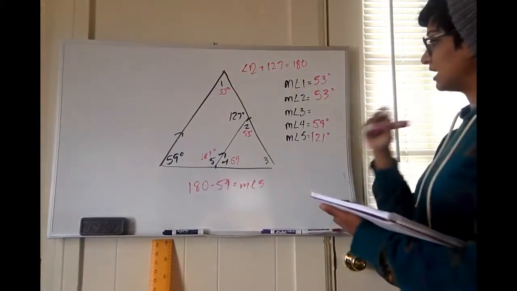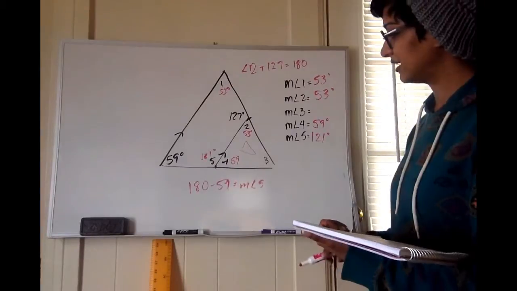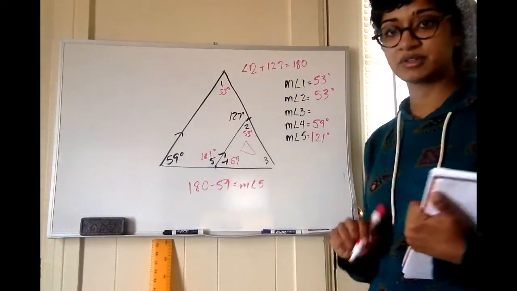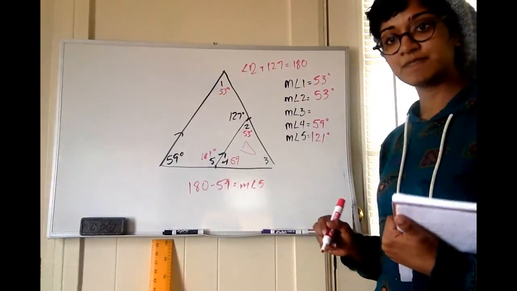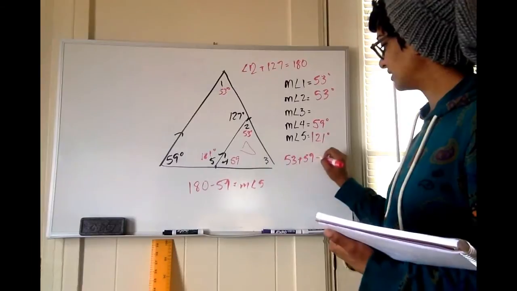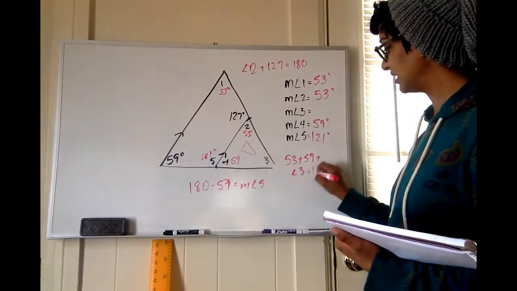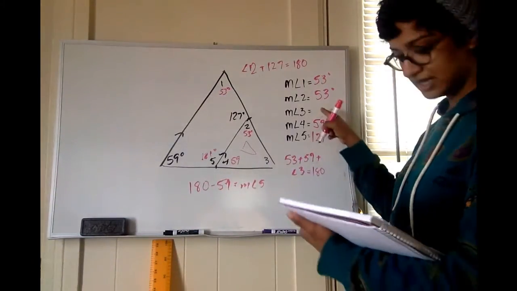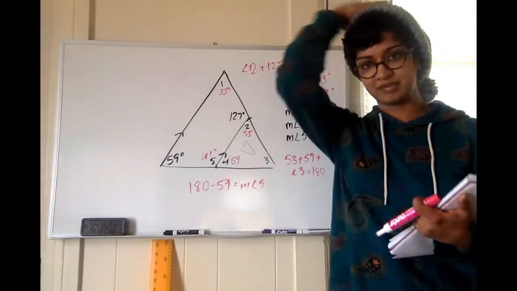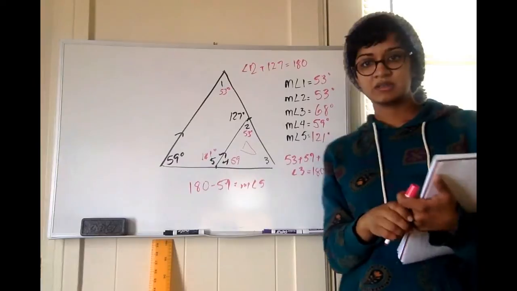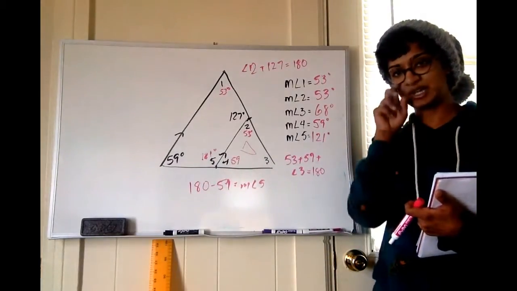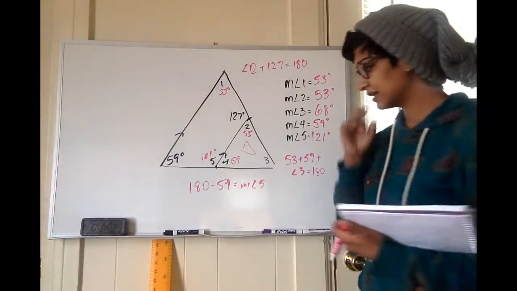And now I've got a triangle right here. Of course, the triangle angle sum theorem says that the three angles of a triangle should add up to 180. And if I do that, 53 plus 59 plus angle 3 is 180. That gives me angle 3 to be 68 degrees. And now I've completed my problem. Here's the problem right there. If you want to pause it and check your answers against it, go ahead.